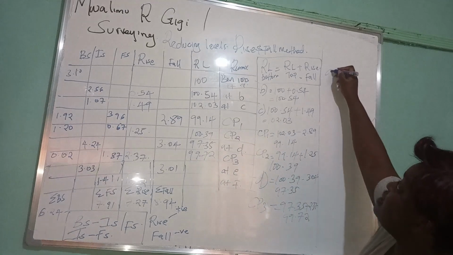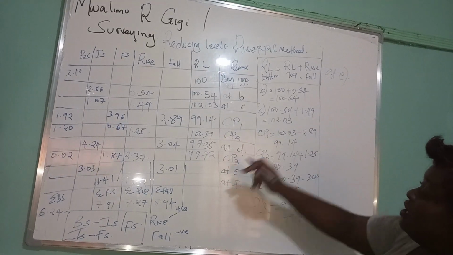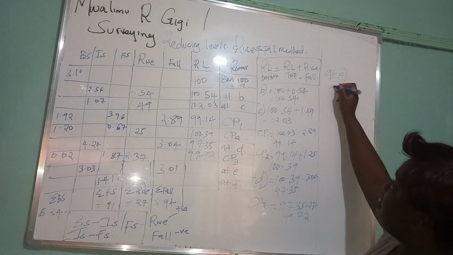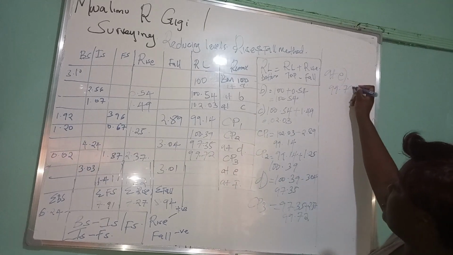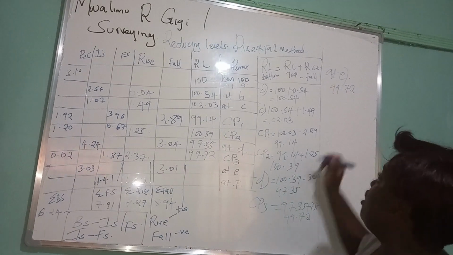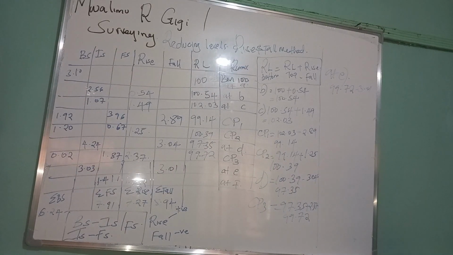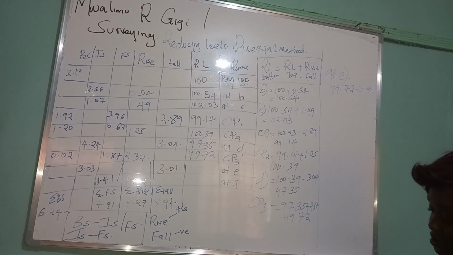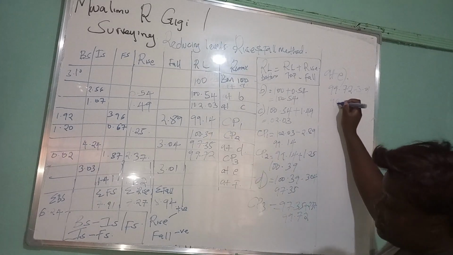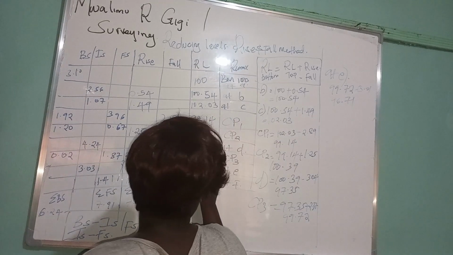So at E, we have the reduced level at the top as 99.72, and we have a fall of 3.01. So minus 3.01, which is 96.71.